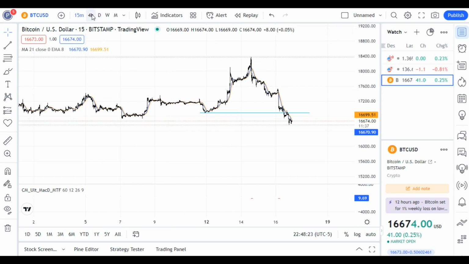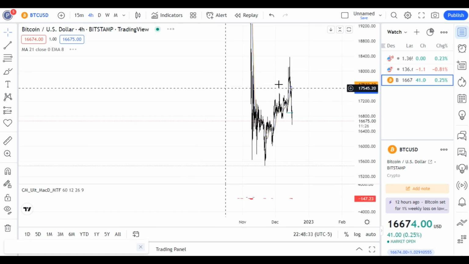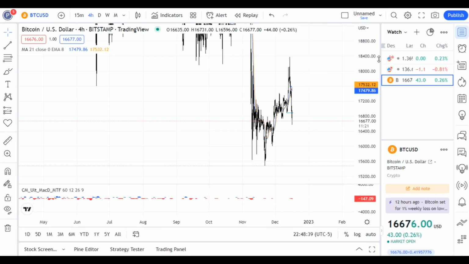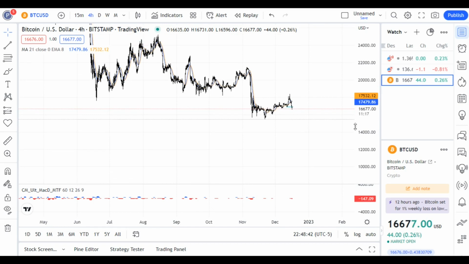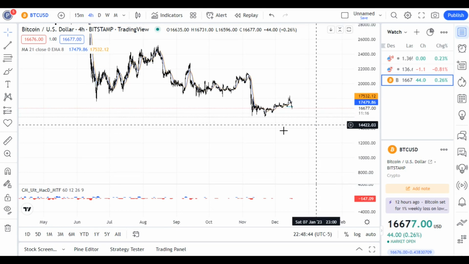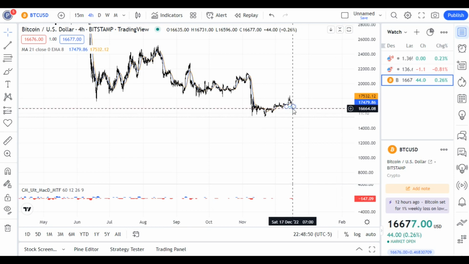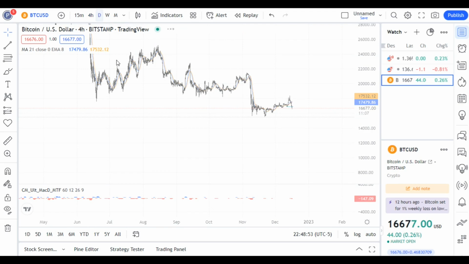Okay, so let's pick up the 4 hour time frame. Okay, guys, so you can see this is the 4 hour time frame. We have our chart here, and you can see what it's also doing. There is a pickup here, and the market is actually dropping. So let's go straight to the daily as well.